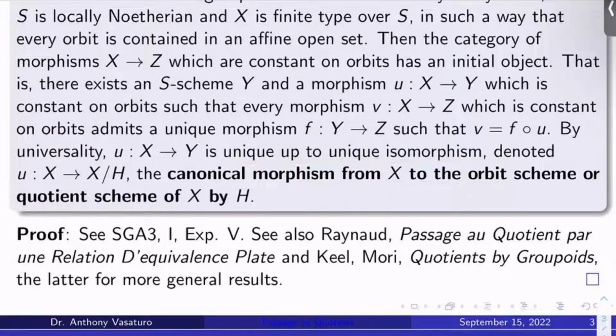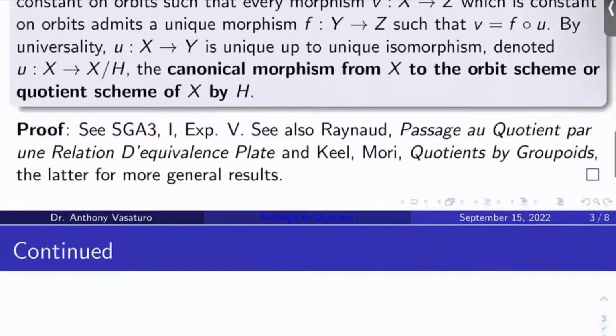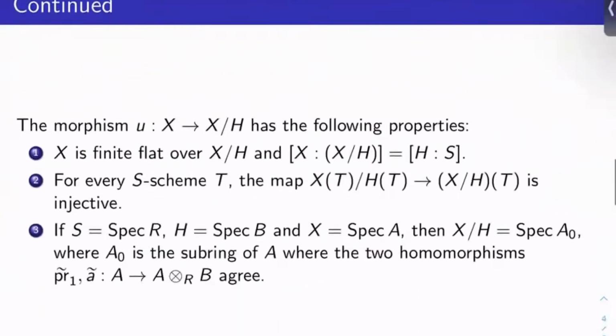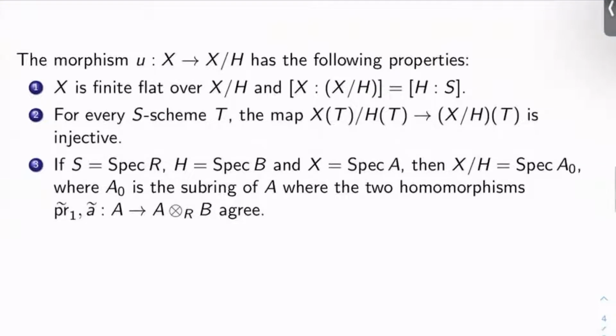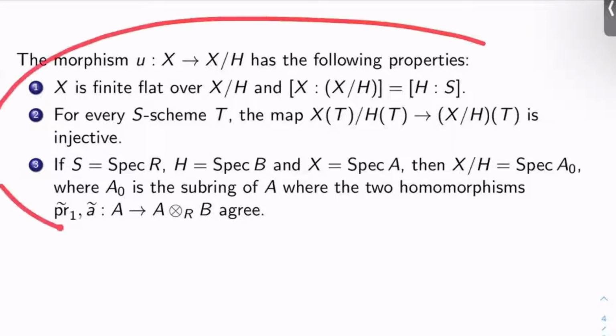And we denote this map usually by U as a map from X to what we'll write down as X mod H. And this is called the canonical morphism from X to the orbit scheme, or to the quotient scheme of X by H. Okay, so for a proof of this, see SGA 3.1, see also Raynaud, Keel and Mori have quotients by groupoids, which is a work that exposes much more general results than this, but these are all good places to look. Okay, so in other words, you can do quotients scheme theoretically, basically.